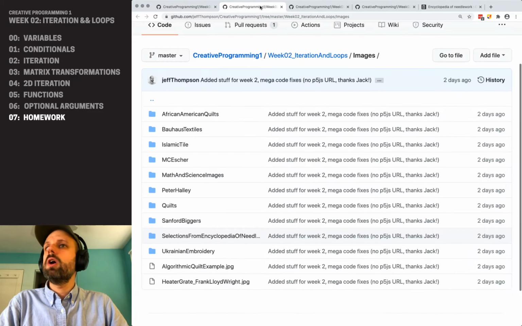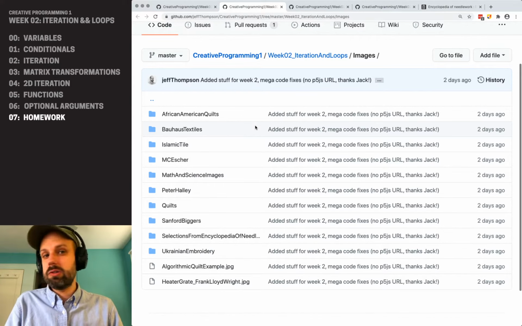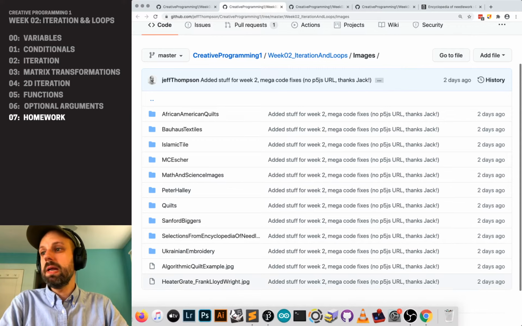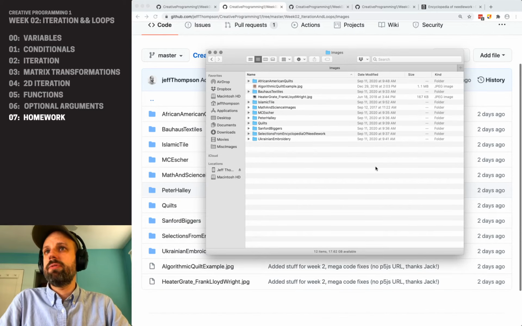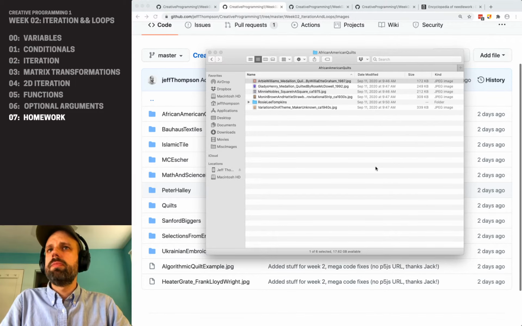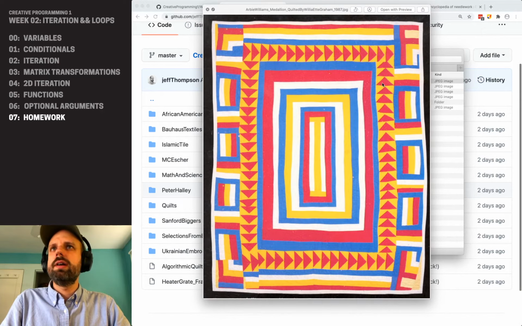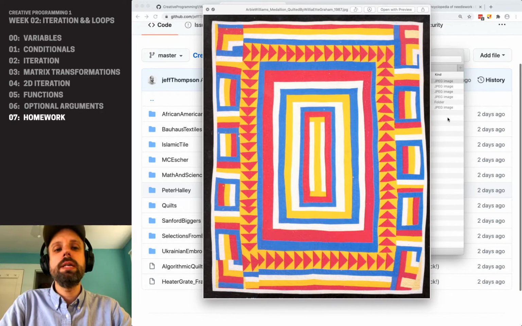If you go in this week's images folder on GitHub, you'll find most of these there. I'm not going to go through everything because there's just a ton, but that's a great place you can go reference. Let's start with American quilts in the United States. There's a long and really interesting history.